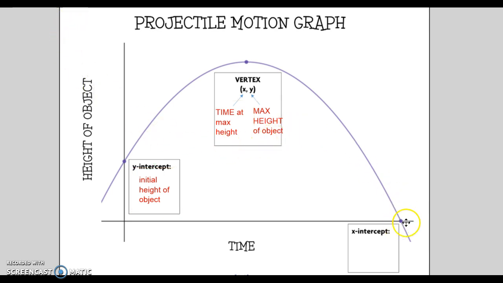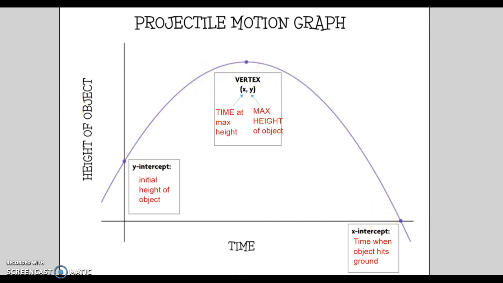And then finally down here, at the x-intercept, your y-coordinate is 0. So this has to be the time when that object actually hits the ground. You're going to be able to calculate the time when the object hits the ground once you solve a quadratic corresponding to this particular parabola.